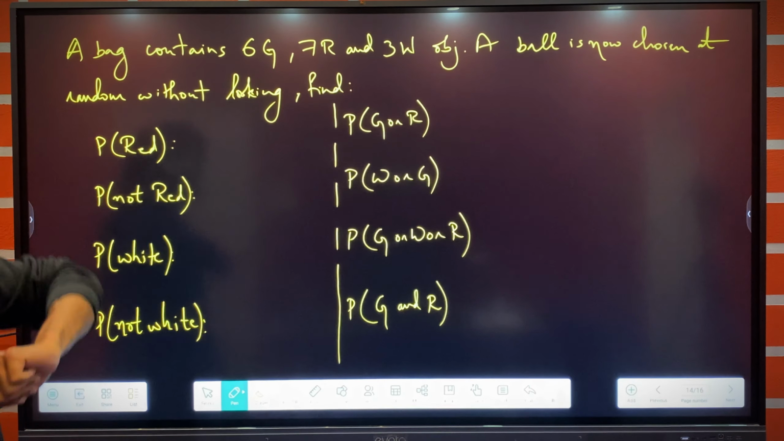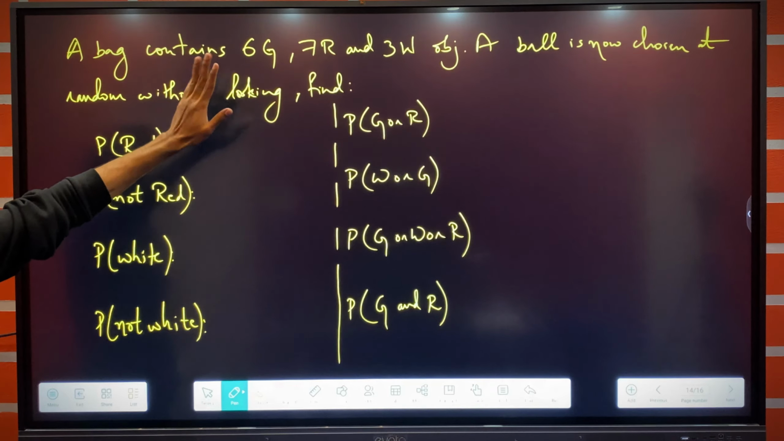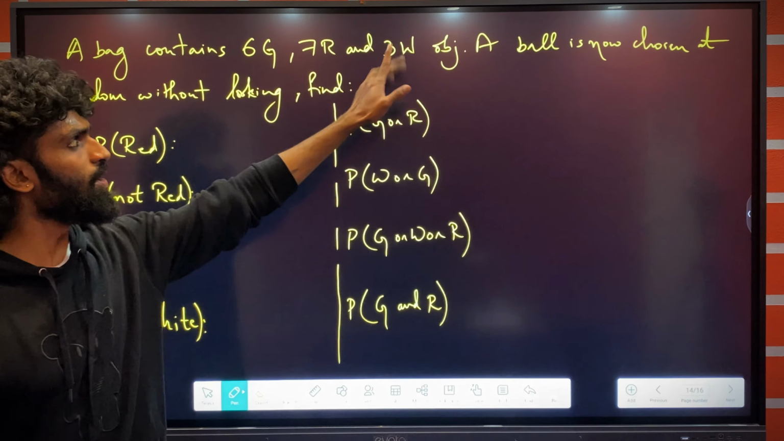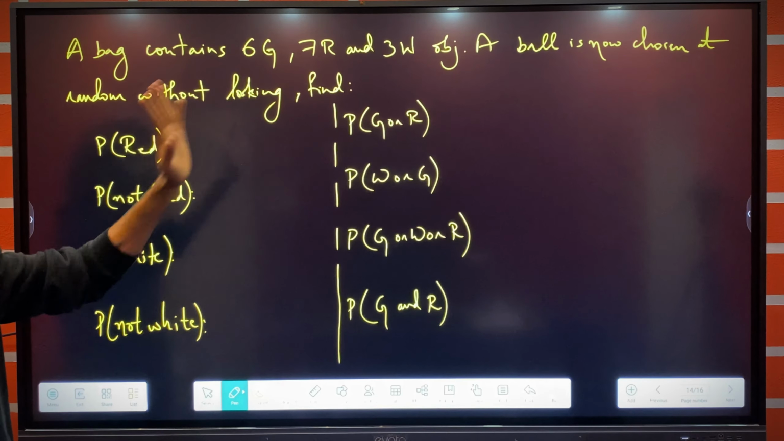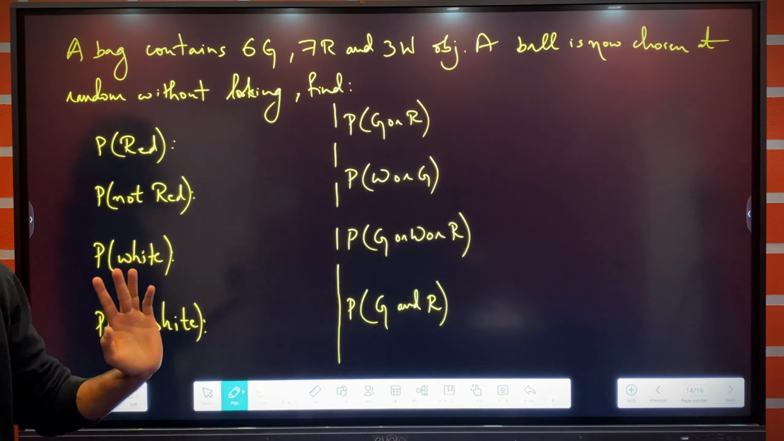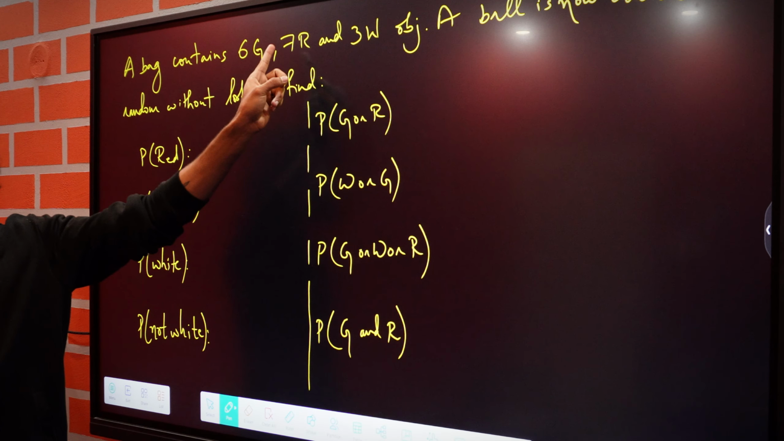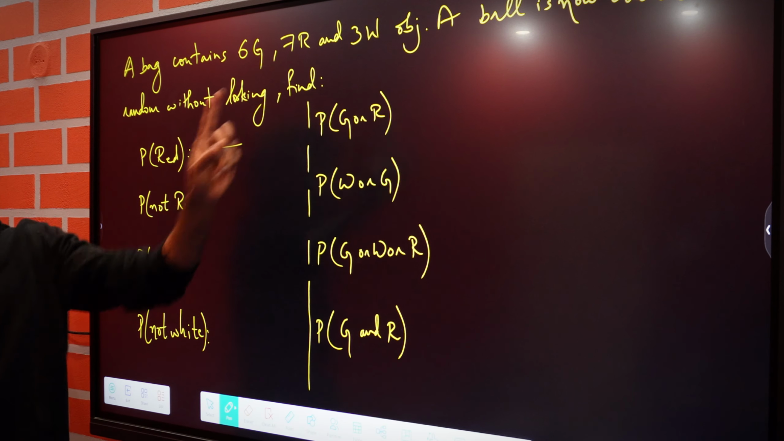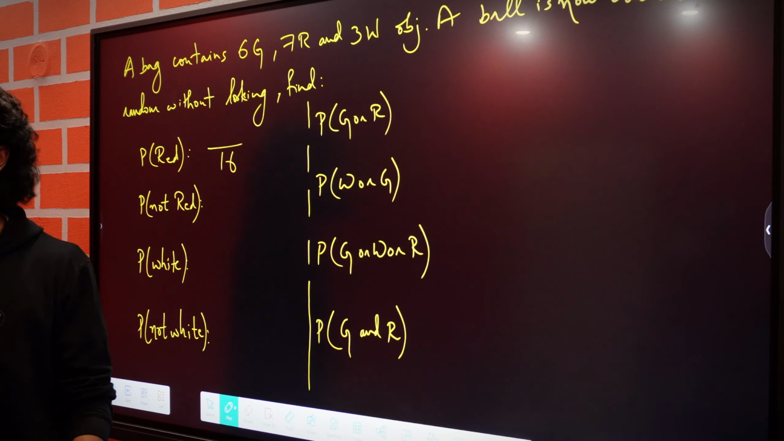Okay. So, this is your colored object questions. It says the bag contains 6 green, 7 red and 3 white objects. A ball is now chosen at random without looking. Fine, whatever. Very simple, extensively asked question. Now see, try to find the total number of objects. 6 plus 7 is 13, 13 plus 3 is 16. So denominator for everything will be 16, because total is 16, total number of outcomes.